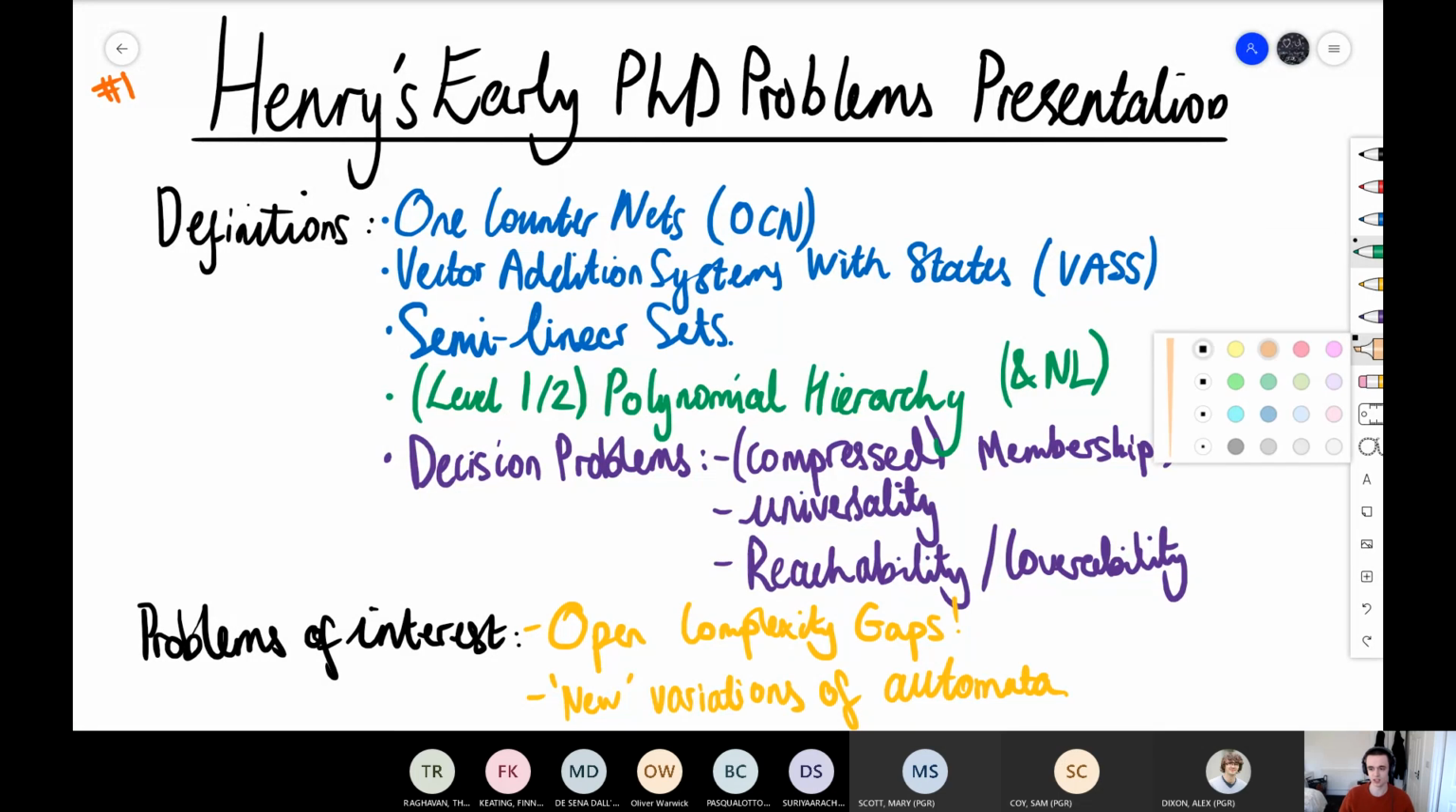I study at the moment problems on one-counter nets and vector addition systems with states. I'll refer to one-counter nets as OCNs and vector addition systems with states as VAS. And on the side, semi-linear sets pop up every now and again, inspired from Dimitri's recent or ongoing work on them. I'll also very briefly cover a few definitions of some complexity classes that pop up a lot in these subject matters, namely the first and second level of the polynomial hierarchy.